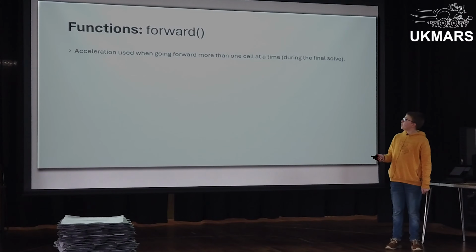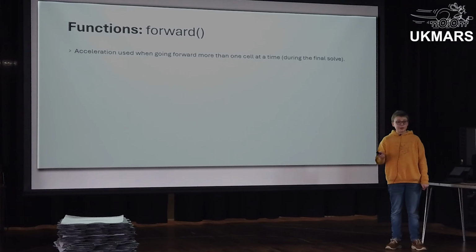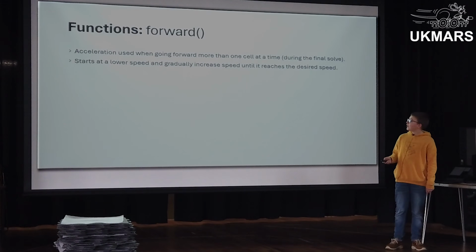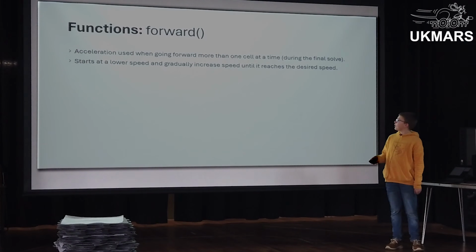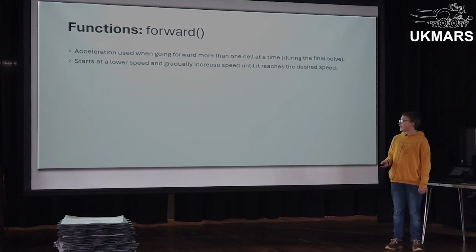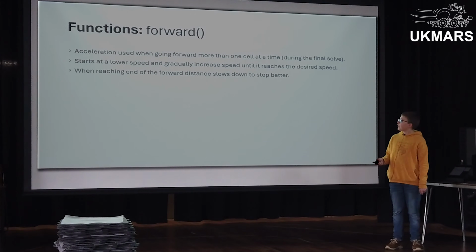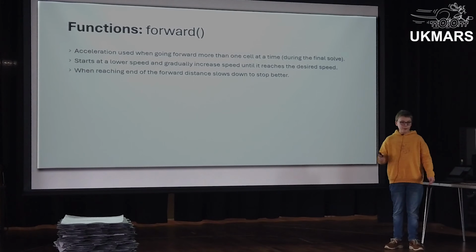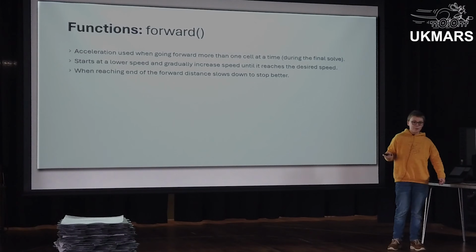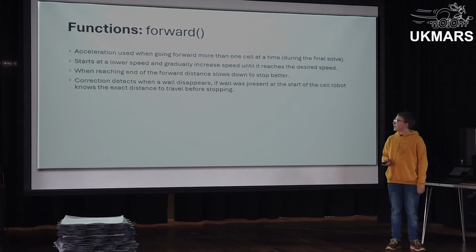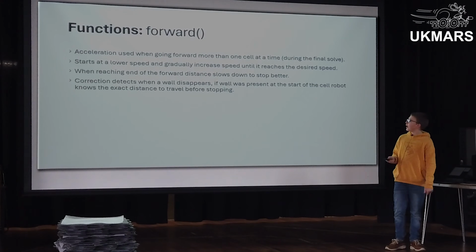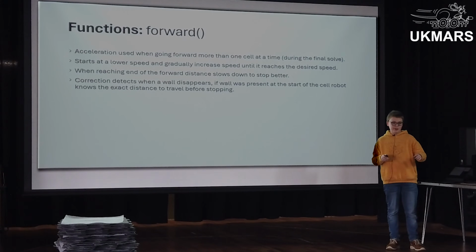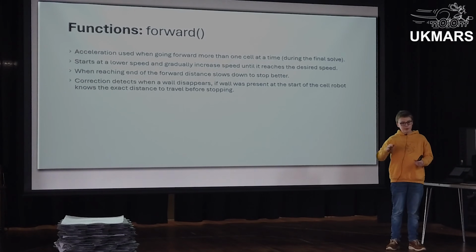Acceleration is used when going more than one cell at a time. It starts at a lower speed and gradually increases until it reaches the desired speed. And when reaching the end of the forward distance, it slows down for a better stop, because when we're going from quite a high speed to a complete stop, there can be quite a lot of skidding.